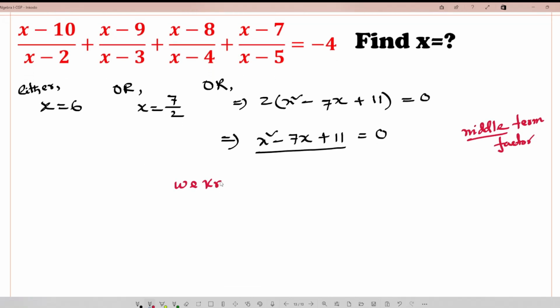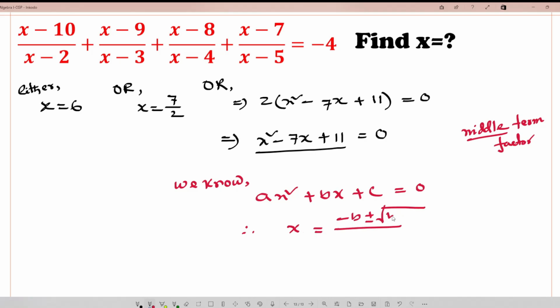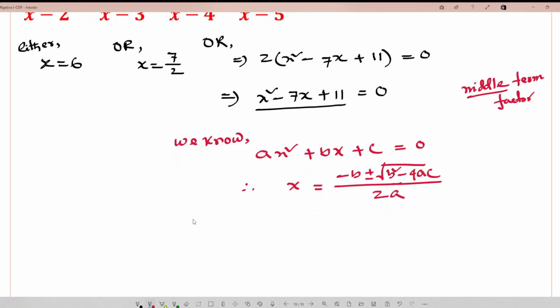We know ax square plus bx plus c equals to 0. So x equals to minus b plus minus root over b square minus 4ac divided by 2a, right? So here a equals to 1, b equals to minus 7 and c equals to what? 11.